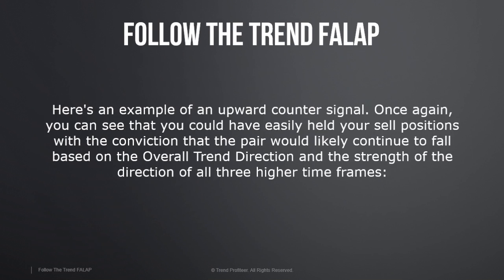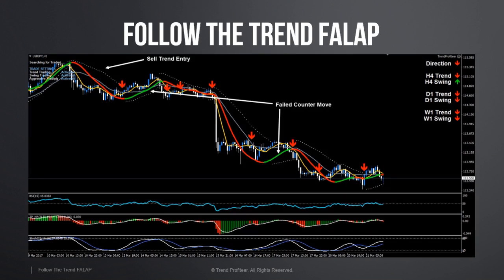Here's an example of an upward counter signal. Once again, you can see that you could have easily held your sell positions with the conviction that the pair would likely continue to fall, based on the overall trend direction and the strength of the direction of all three higher time frames. And let's have a look. So you can see the sell trend entry, and you can see that this was a failed counter move.